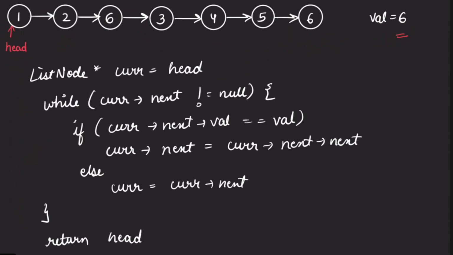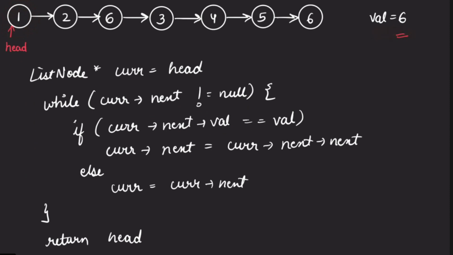So now comes the point that when the value of head itself is equal to val, in that case this node will be removed and this will become your new head. But if we do it like this, we are not handling this case. We are assigning cur to head and checking that while cur's next is not equal to null, compare the value of current's next. So the value of head will never be compared with this val.